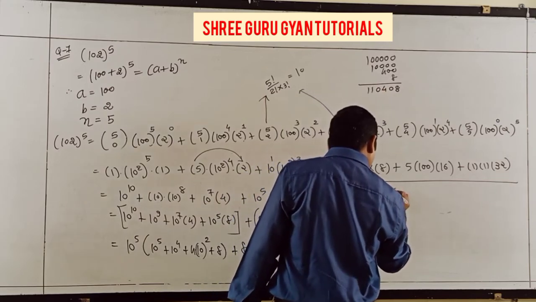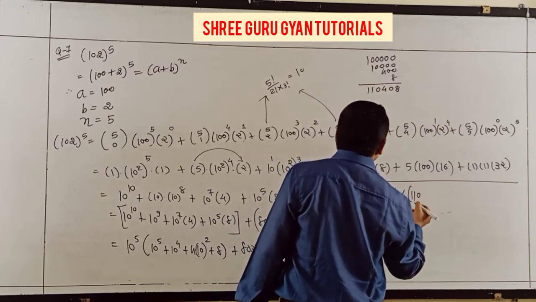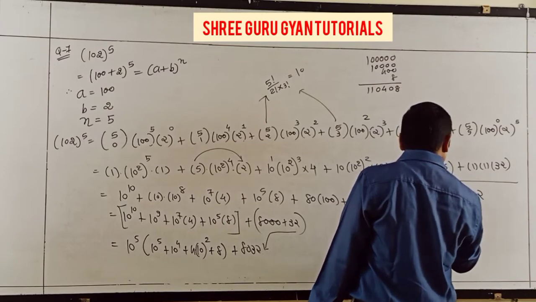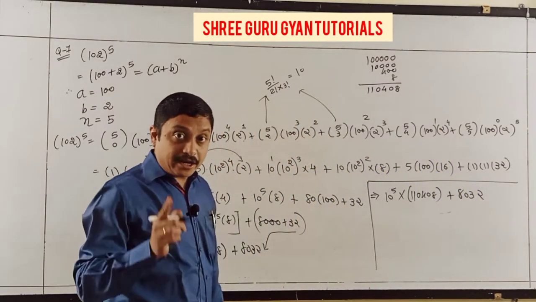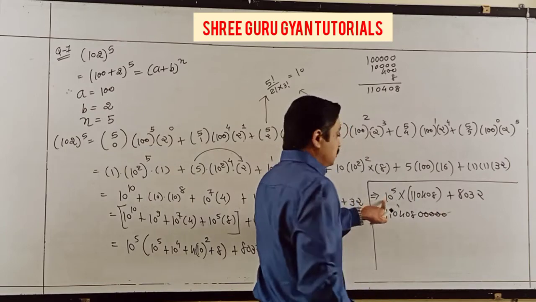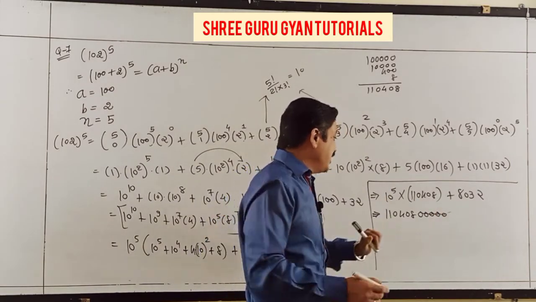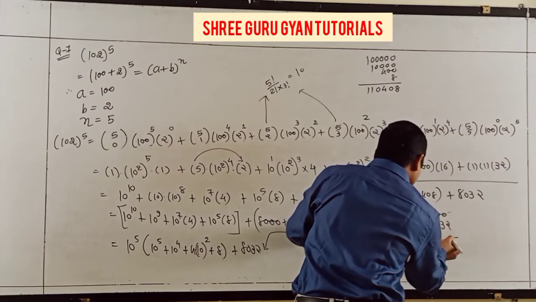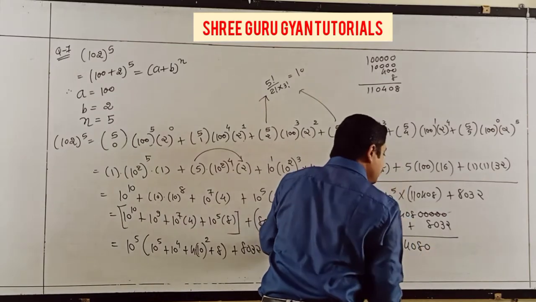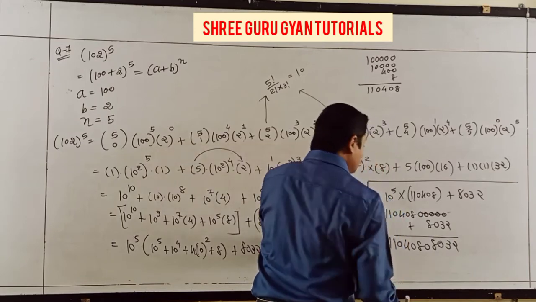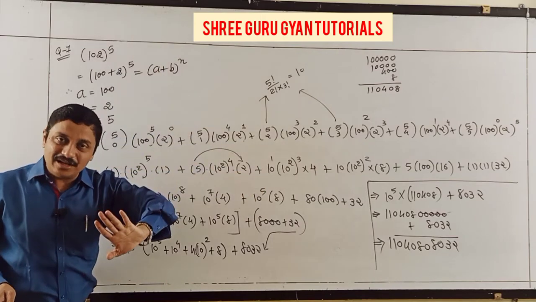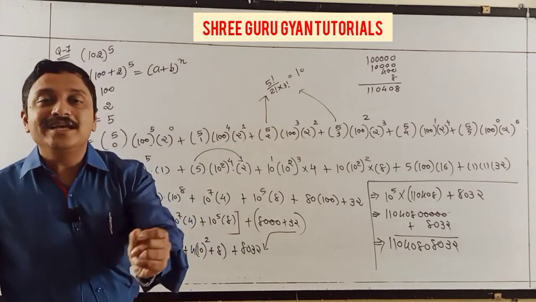So, my value is 10 raised to 5 into 1 1 0 4 0 8 plus 8 0 32, and these are the final calculations: 1 1 0 4 0 8 with the 5 0s. 10 raised to 5, so 5 0s, last of the 1 2 3 4 5, plus 8 0 32, and here last ending 1 1 0 4 0 8 0 8 0 3 2, and that is your final answer. If you calculate directly, you get only confirmation, but you must utilize the binomial product.